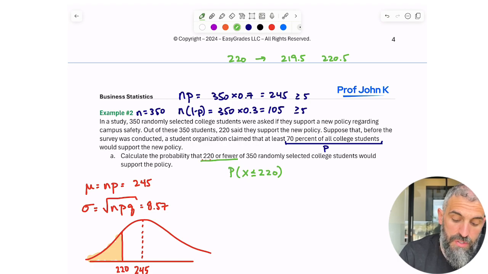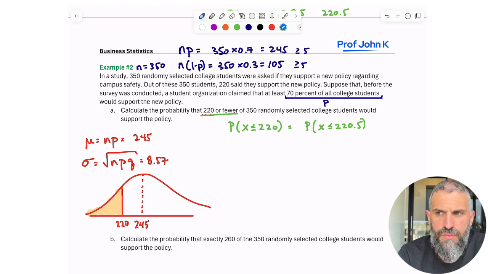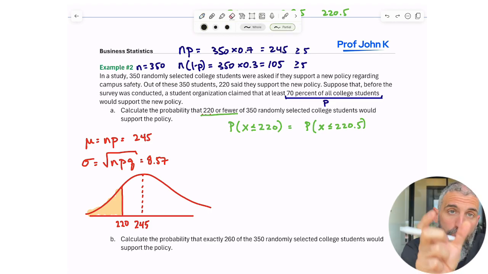So if you want to include the 220, you basically are saying, I need everything that is less than or equal to 220.5. Because 220 is not a single point, 220 is from 219.5 to 220.5. Now, if you're wondering, why didn't I use 219.5? Why did I go to the upper side? Well, it's because I'm looking for everything below it, right? So the 219.5 is included in this. If you're looking for the area to the left, but you want to include the number, you need to include the whole number.